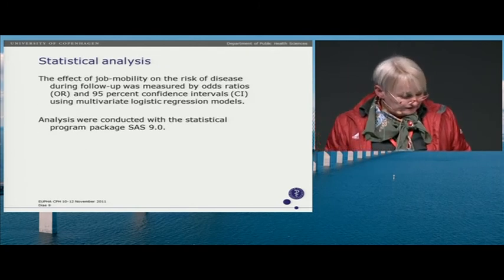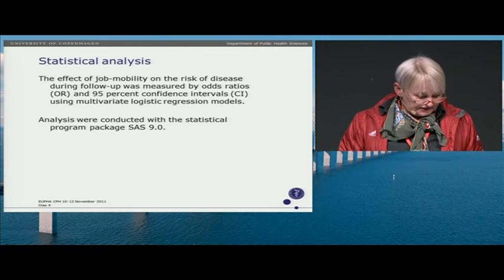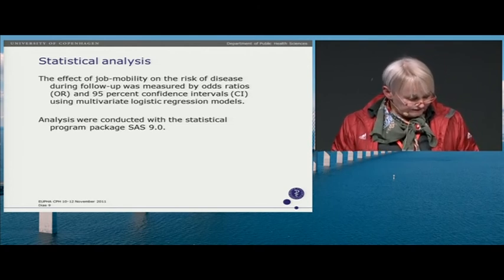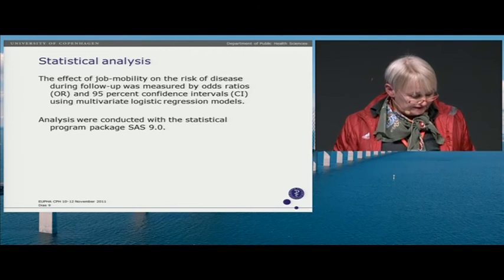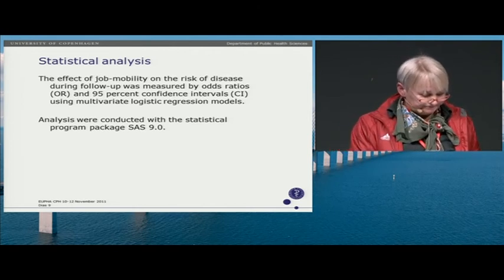We use logistic regression models to calculate the effect of job mobility on the risk of disease during follow-up by odds ratios and confidence intervals.